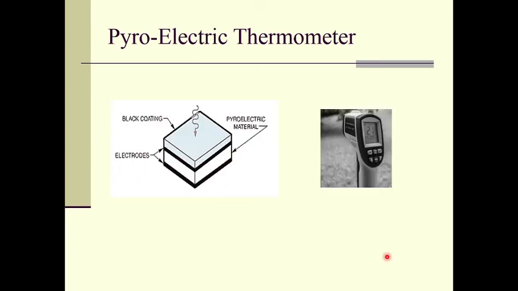So this is a typical pyrometer we can see. We have different layers in this material, right? Inside we have the black coating, then the pyroelectric material, and we have two electrodes. When the radiation is incident on this black coating, that coating will absorb the radiation, and that heat will be passed to the electrode. On this pyroelectric material, on both sides we have two electrodes, right? So one part of this will be at a lower temperature, and the other part will be at a higher temperature, right? So this is a typical pyroelectric kind of thermometer that is used.